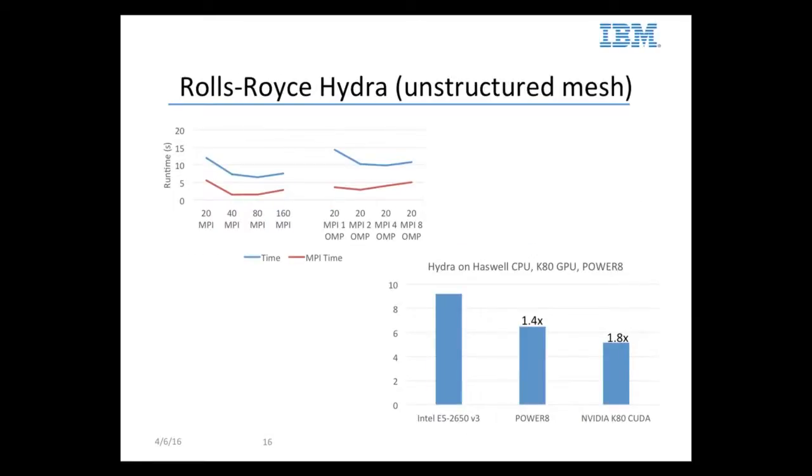And whereas the previous example was a very small application, we have also tested this on the production CFD application at Rolls-Royce called Hydra, which actually compiled almost without any changes, just tweaking a few compiler flags. And again, we ran similar tests, and we see that the POWER8 ended up being about 1.5x of what an Intel machine can do. But in this case, the GPU is a bit faster. This is a much more complicated application. And again, this is unstructured mesh, so it doesn't vectorize as well.